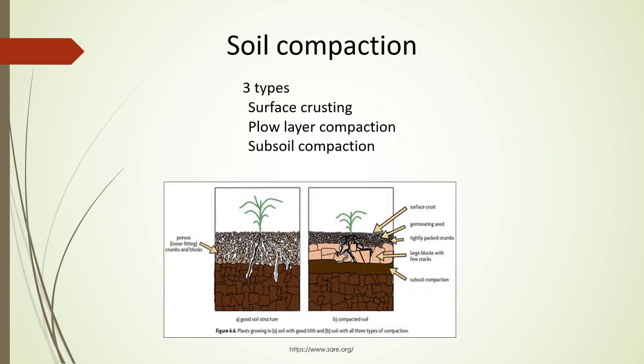So we've got our surface crusting going on there. That is a type of compaction. Then there's plow layer compaction, and then subsoil compaction.